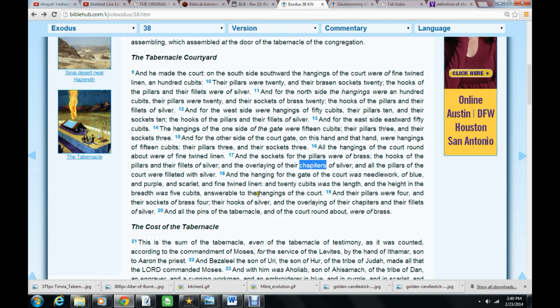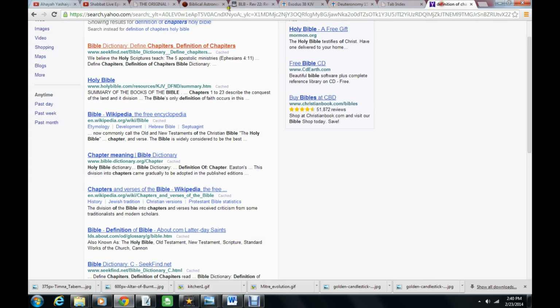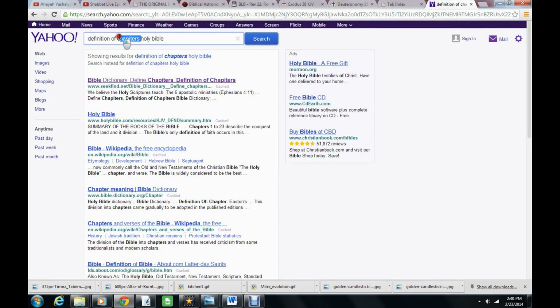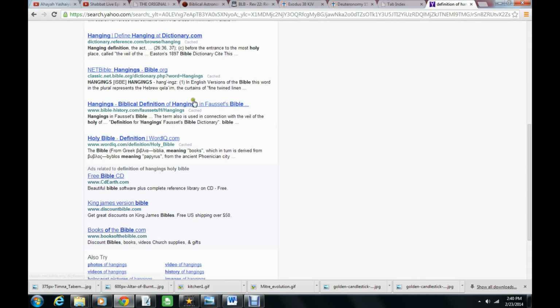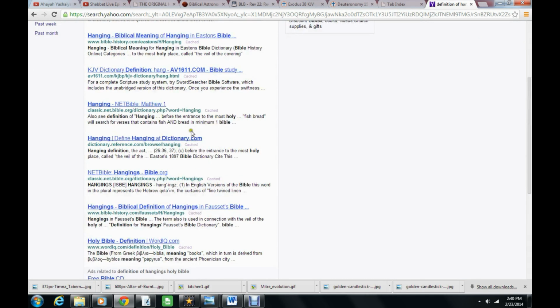Alright. Also, I know what hangings mean. It means, I think I do. It means picture or something like that, but let's see what they say. Alright, so it says, before the entrance to the most holy place called the veil. Oh, okay, so it's like a veil. The veil is made out of linen too.